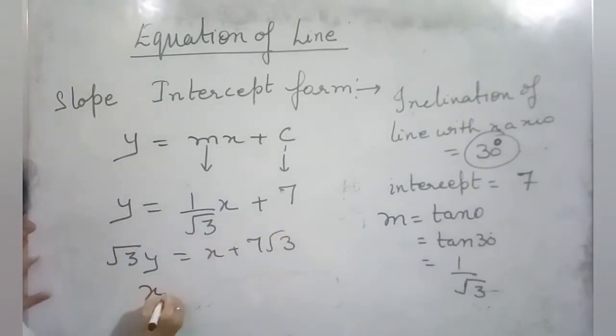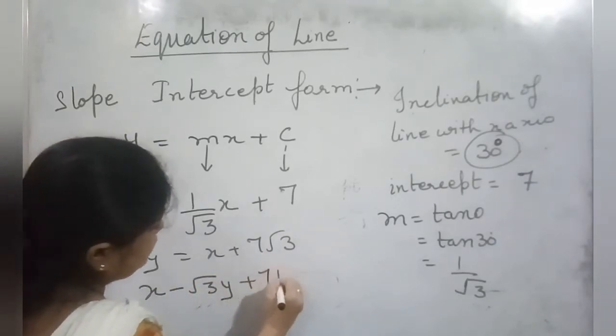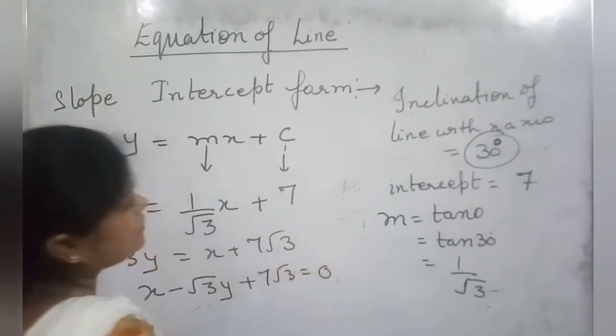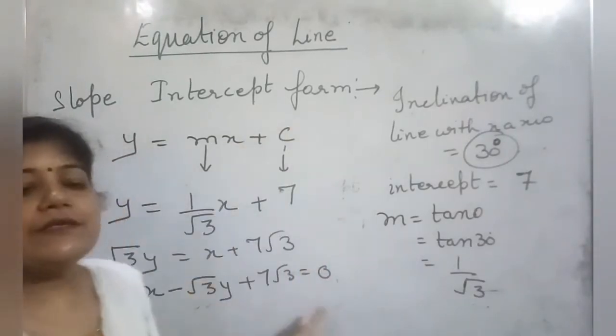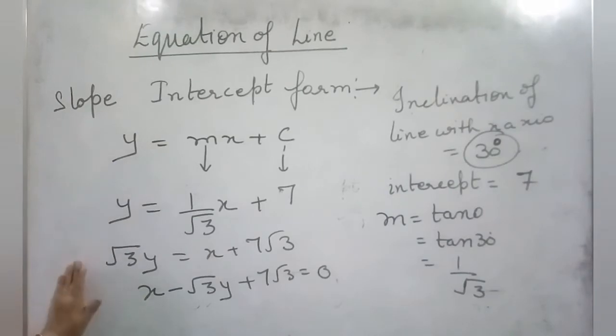Writing in a proper way, we have the answer x minus under root 3 y plus 7 root 3 is equal to 0. Now these are the three cases I have discussed with you. For these three cases we can easily find the equation of the line.